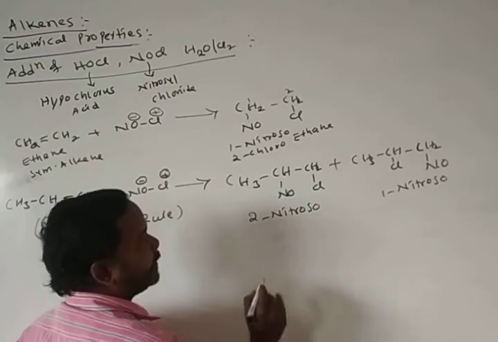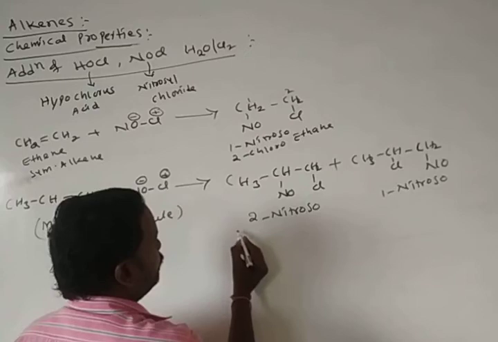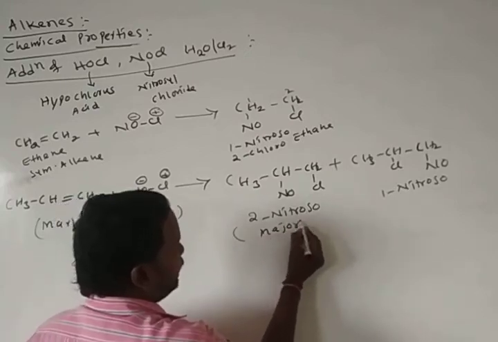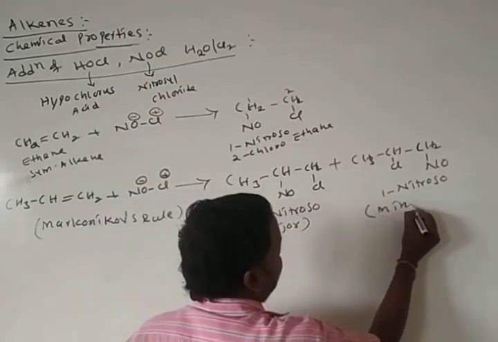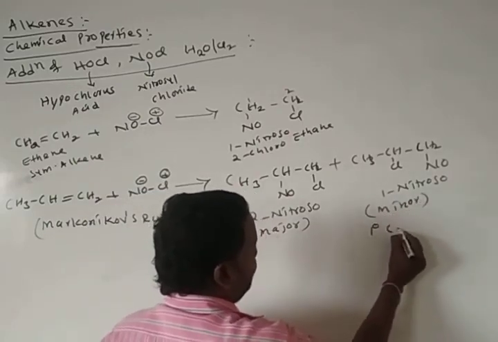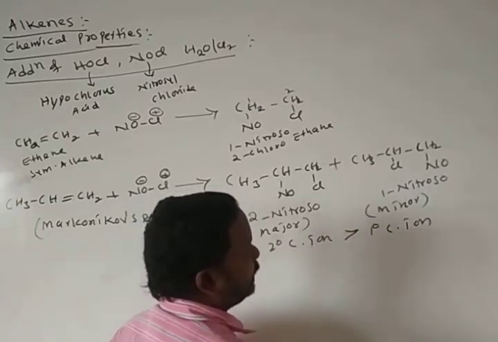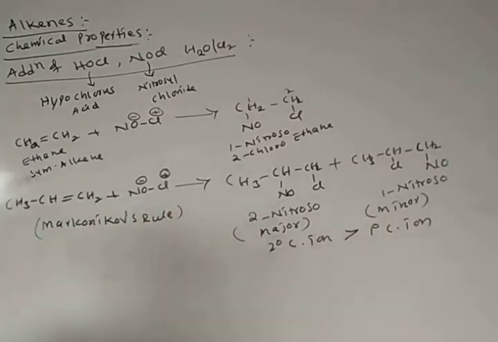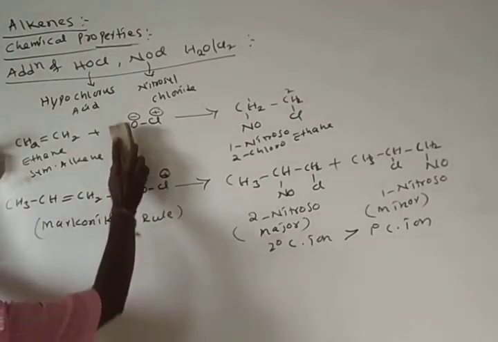Here, which is the major product? The negative part of the system is NO. This is the major product. Why is it the major product? It is through a secondary carbocation. This is minor, as it proceeds through a primary carbocation. The secondary carbocation is more stable than the primary carbocation. This is one more reaction, addition with nitrosyl chloride. Then in continuation we'll see one more important reaction.